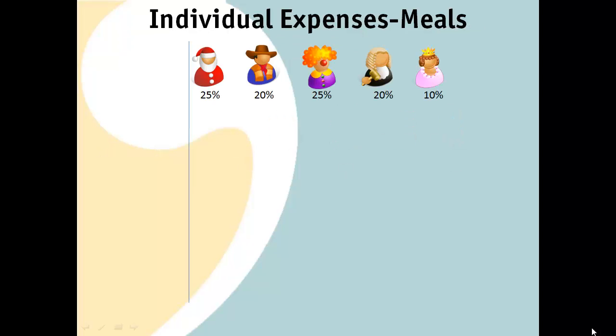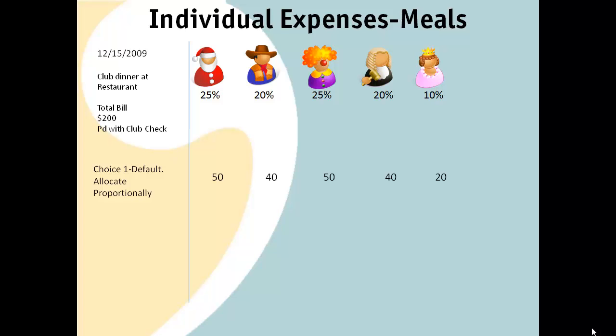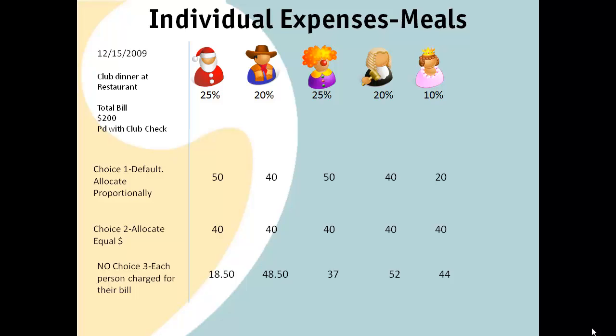In addition to subscriptions, another individual expense that comes up frequently is restaurant meals. Suppose your club had a dinner at a nice restaurant and the total bill was $200. Suppose you had your club treasurer write a club check for the total. When she went to enter the dinner expense, she would have 2 choices on how to allocate it to each member, either proportional to their ownership in the club or in an equal dollar amount to each one. She would not have any simple way to allocate each person's actual bill amount to them.